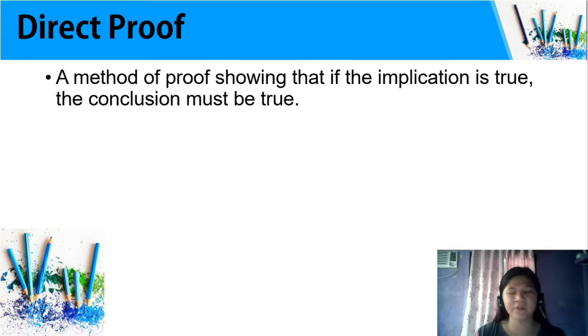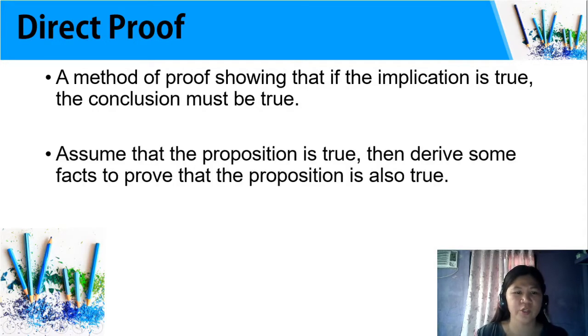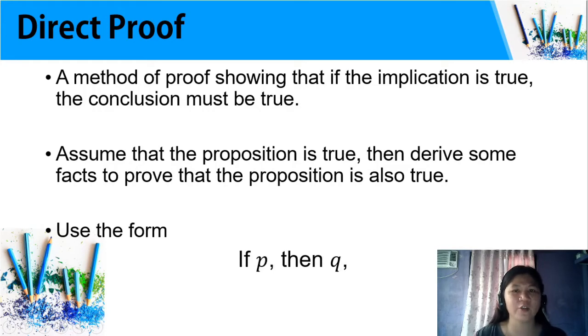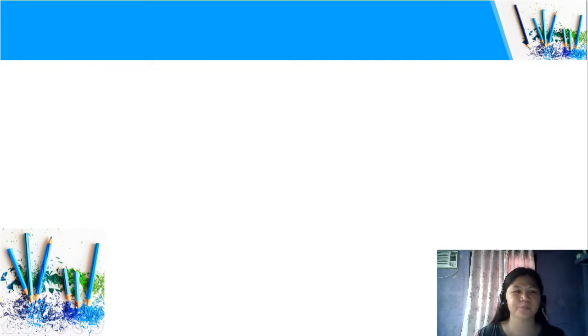Direct proof is a method of proof showing that if the implication is true, the conclusion must be true. So assume that the proposition is true, then derive some facts to prove that the conclusion is also true. We use the form if P, then Q. So suppose P is true, then we derive some facts to prove that Q is also true.